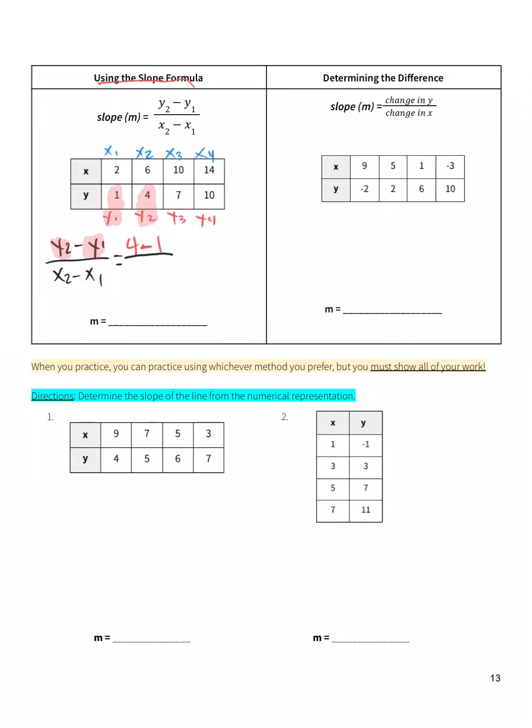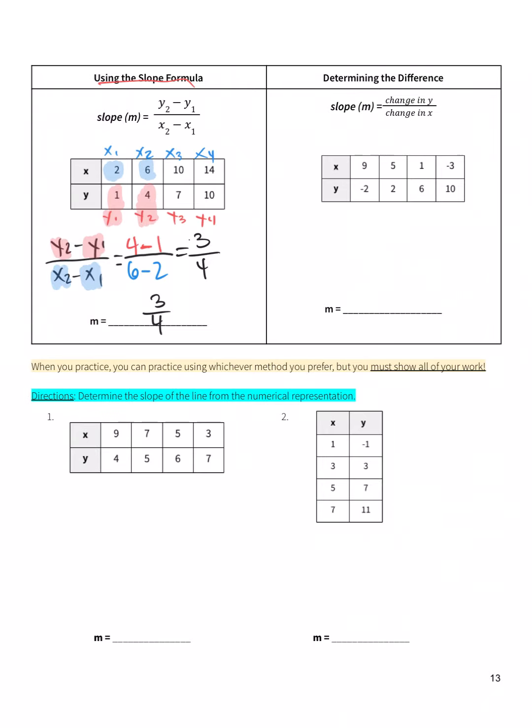All right. Next, let's find our x sub 2. X sub 2 is 6. Minus, remember it's always subtraction, our x sub 1, which is 2. So 6 minus 2. Change in x is 6 minus 2. So now our last step is to go ahead and just subtract. 4 minus 1 is 3, and 6 minus 2 is 4. So the slope is 3 over 4.